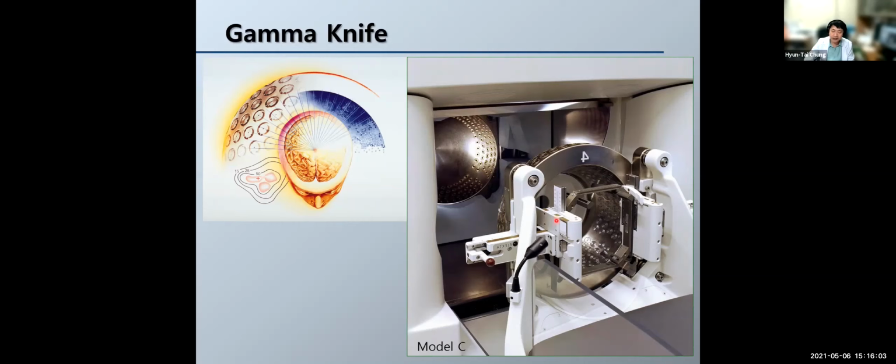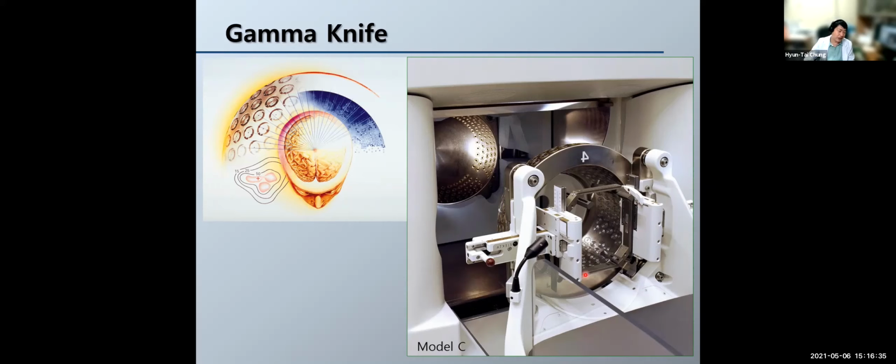So we fix the patient's head here, usually with the frame, and when we start the treatment, the couch moves in, and the primary collimator and secondary collimator match each other, and the radiation starts. After the radiation finishes, the couch moves out, we remove the frame, and the patient goes home. It's a very simple procedure. This is model C.